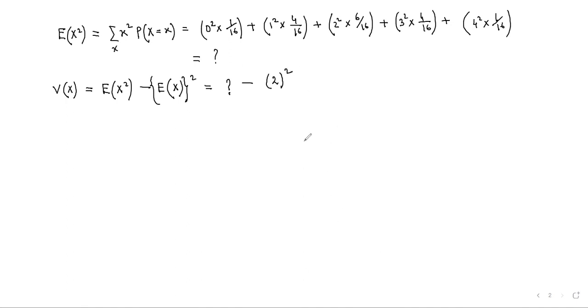Now you are going to calculate this variance quickly, and you are going to write in the chat box. You can directly message me through the chat box and tell me what value you are getting. It's a quick calculation. So I'm waiting for your reply.